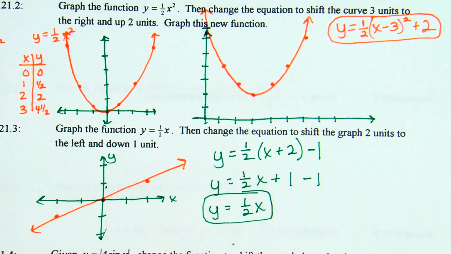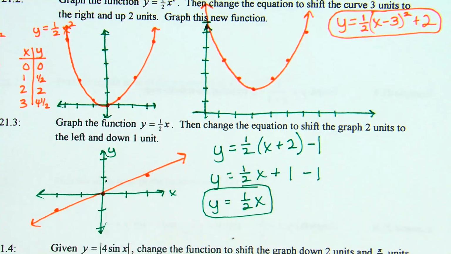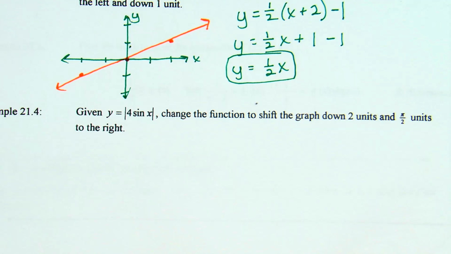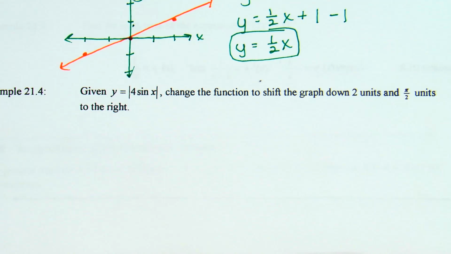That took some brain power. However, that was like all stuff we could have talked about in algebra. Okay, well, let's get a little fancier here. Talk the pre-calc trig stuff. Given y equals absolute value of 4 sine x, change the function to shift the graph down 2 and pi over 2 units to the right.